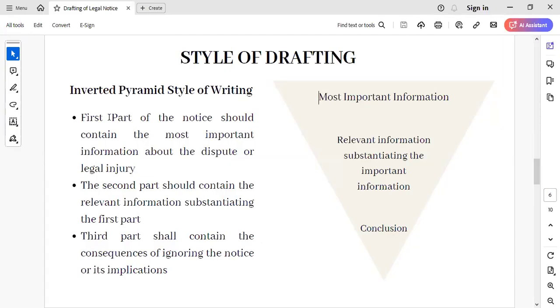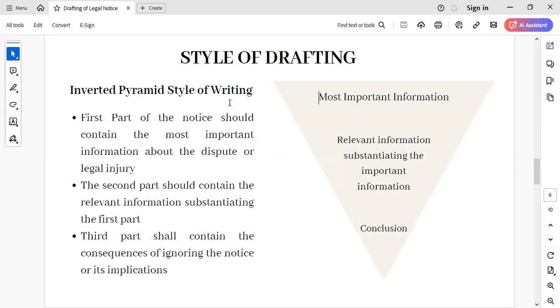Now there are styles of drafting. This style of drafting is called the inverted pyramid style of drafting. Now what is the inverted pyramid? When you see the shape of this, you can see that the top portion is broad, then the middle portion is slightly smaller than the top portion, and third is the conclusion part.